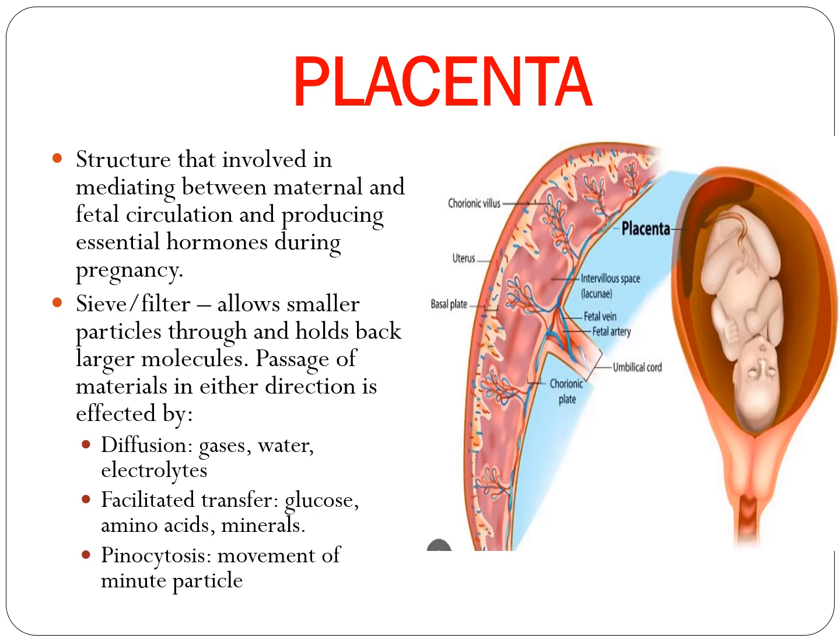It is a structure that mediates between the maternal and fetal circulation and produces essential hormones during pregnancy. So the placenta filters, allowing smaller particles through the holes and holding back the larger molecules. So we have diffusion, which facilitates transfer of glucose, amino acids, and minerals, and diffusion of the gases, the water, the electrolytes, and pinocytosis, the movement of minute particles, all being done by the placenta.